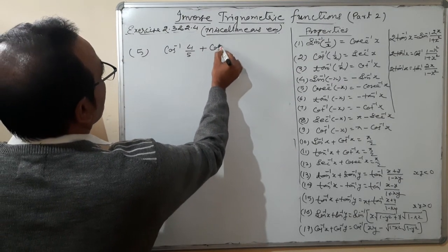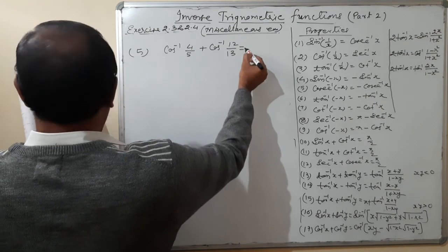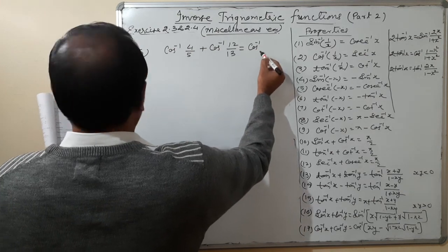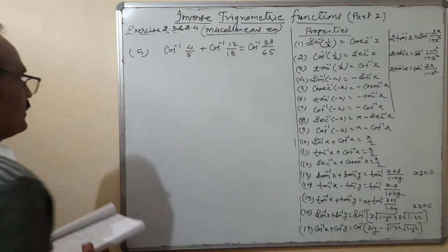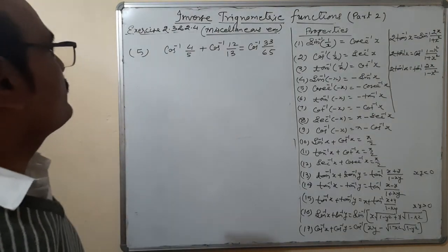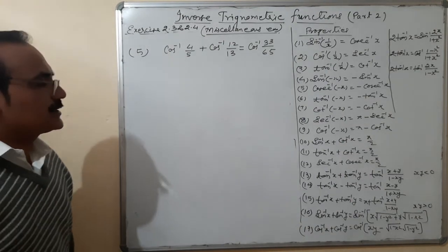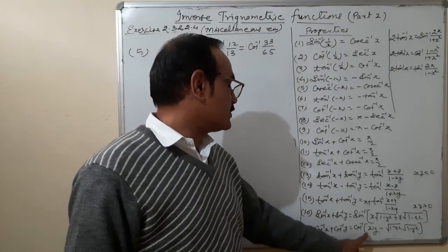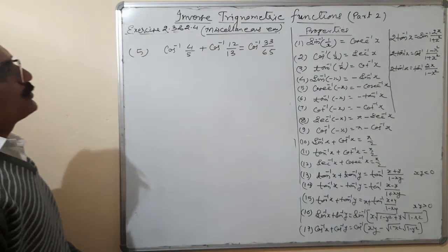plus cos inverse 12 upon 13 is equal to cos inverse 33 upon 65. Cos inverse of 4 upon 5 plus cos inverse 12 upon 13 is equal to cos inverse 33 upon 65. Direct formula can be used. Cos inverse x plus cos inverse y is equal to cos inverse xy minus under root 1 minus x square and under root 1 minus y square.